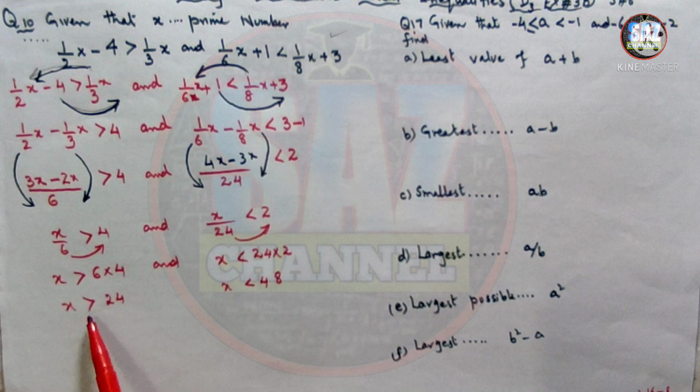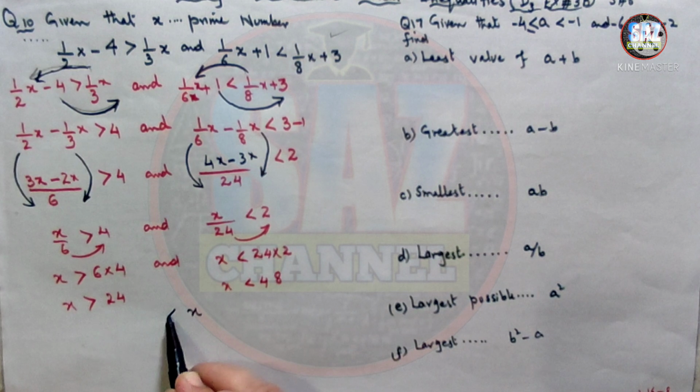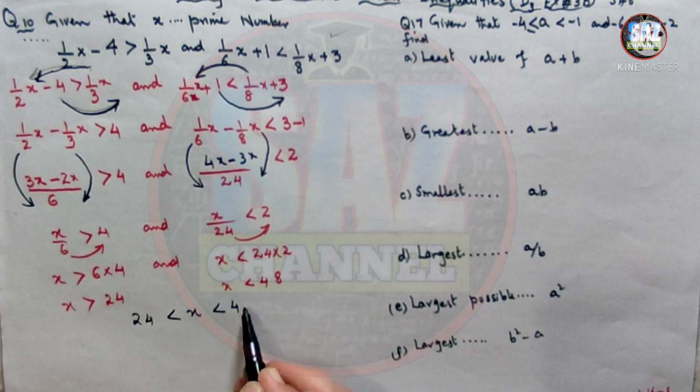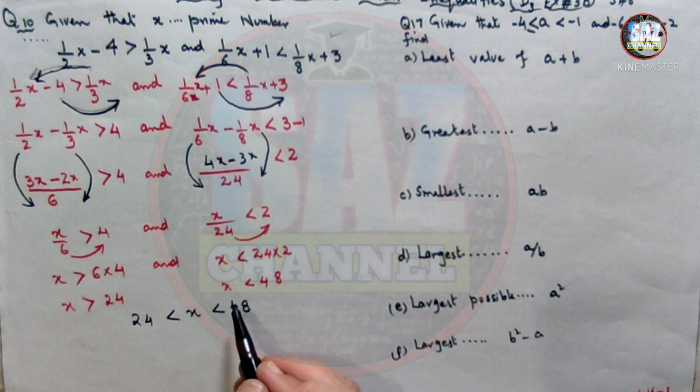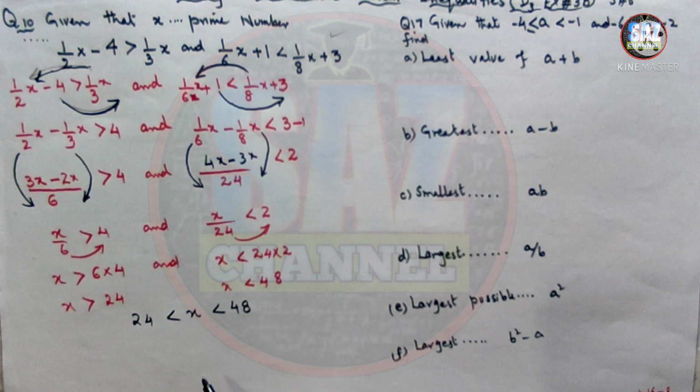So we are getting one greater and one less situation. First of all we have to write down the joint answer, that x is greater than 24 but less than 48. So we got the solution of this situation, and the second is that we have to state the values of x such that x is a prime number.